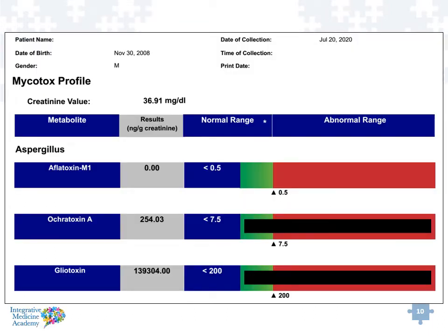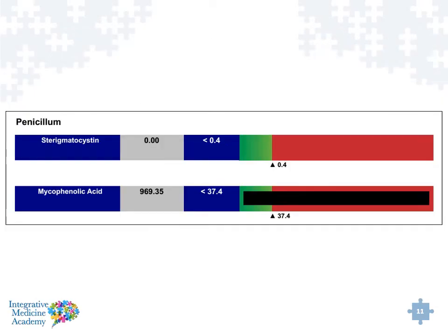So here we have an individual with very high levels of ochratoxin, and extremely high levels of gliotoxin, almost 140,000. That's extremely high. So we know that there is some mold exposure. Clearly there's mycotoxin exposure, which gets produced from the mold, and it is linked to Aspergillus. They also have very high mycophenolic, coming from Penicillium. Aspergillus and Penicillium are often found together in moldy environments.